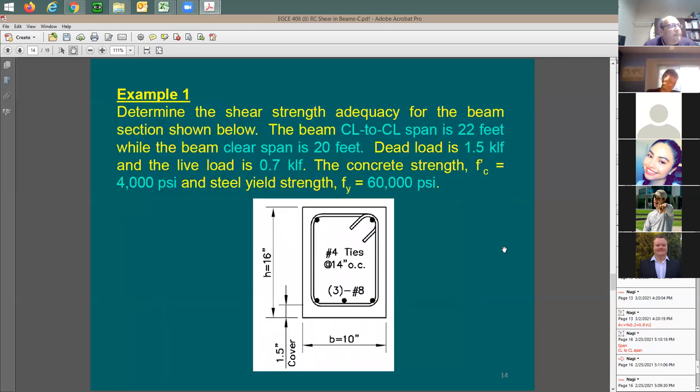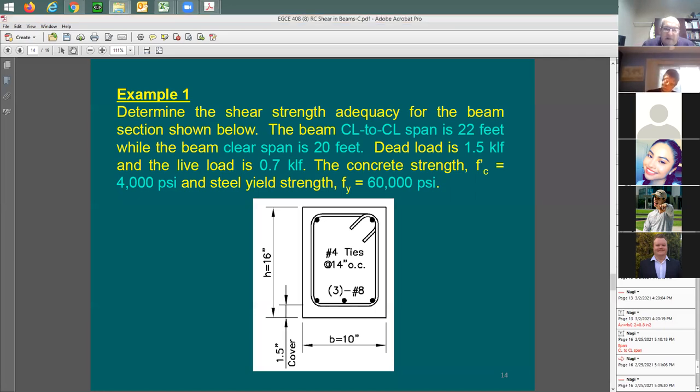An example. It says here, determine the shear strength adequacy. If I give you any beam, the standard is that the span of the beam is going to be center to center. We discussed this last time. If I said the beam span is 20 feet, it means from the center of the column to the center of the column, all right? If I say the beam depth and I have a T section, the beam depth is going to be from the top of the flange, like what we have done here.